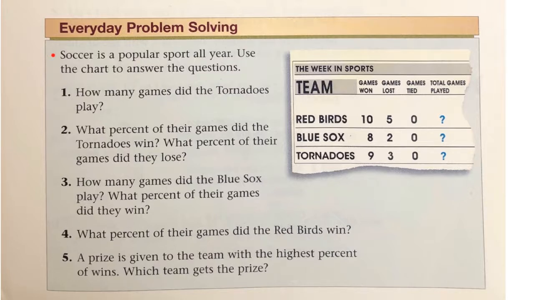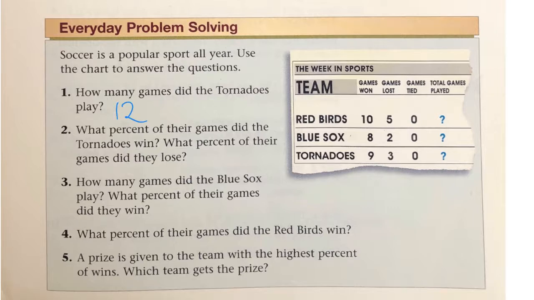Soccer is a popular sport all year. Use the chart to answer the questions. How many games did the Tornadoes play? Here's the Tornadoes. So how many games did they play? Well, they won 9, they lost 3, no ties. So they played 12 times. 12, 9 plus 3.